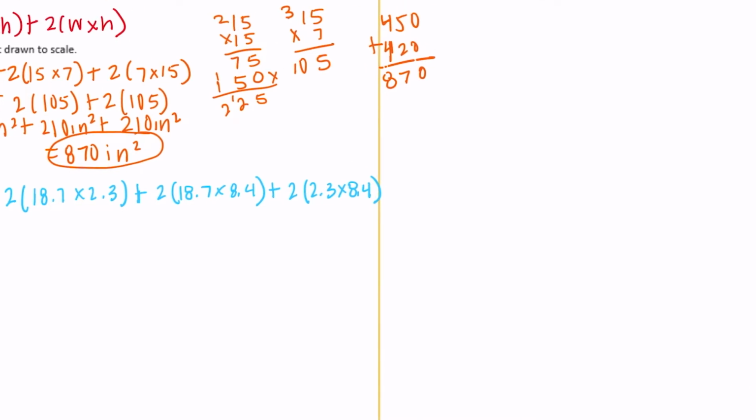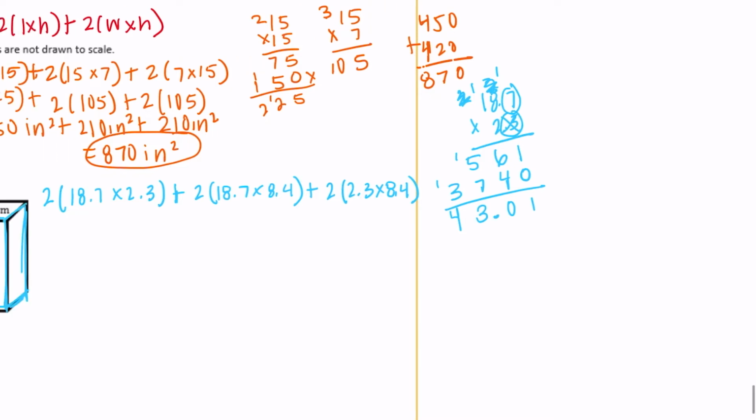So let's do 18 and 7/10 times 2 and 3/10. So we get 7 times 3 is 21, carry the 2. 8 times 3 is 24, plus 2 is 26. 3 times 1 is 3, plus 2 is 5. Put our 0 down onto the 2. 2 times 7 is 14, carry the 1. 2 times 8 is 16, plus 1 is 17. 2 times 1 is 2, plus 1 is 3. So if I add all of that together, and then I had two digits behind a decimal point, so 43 and 100th.